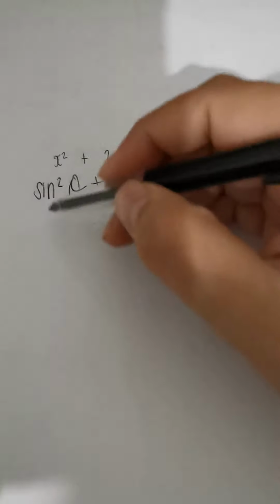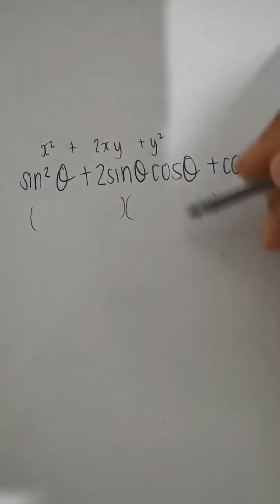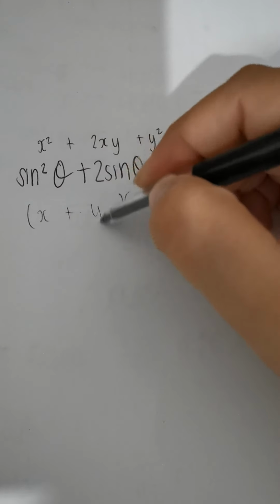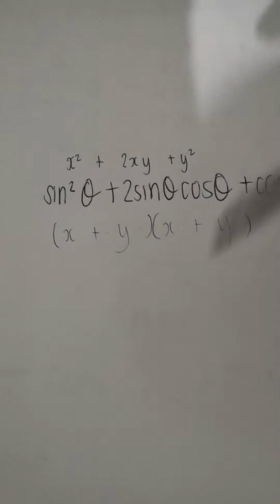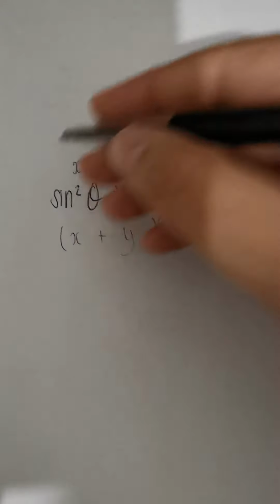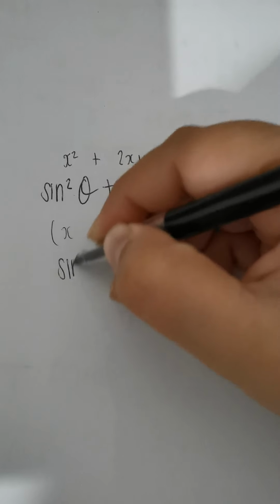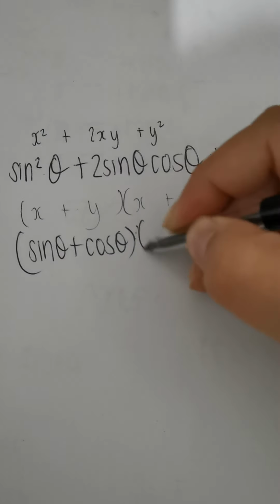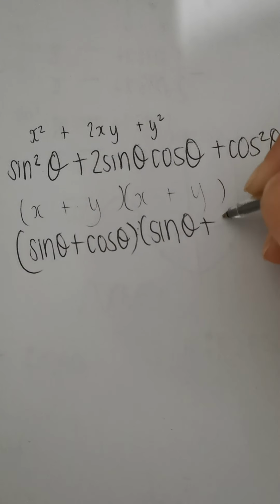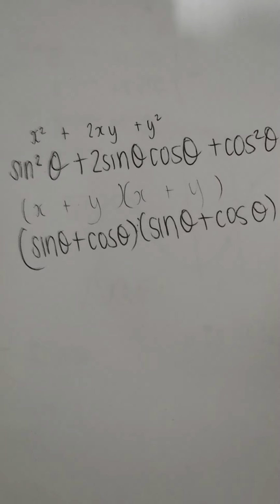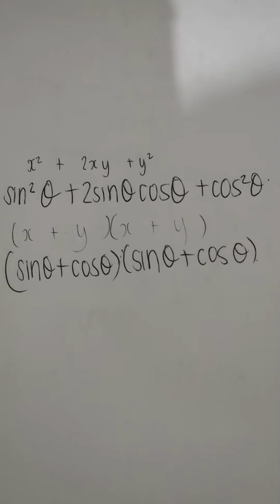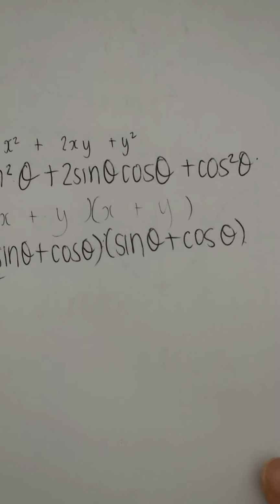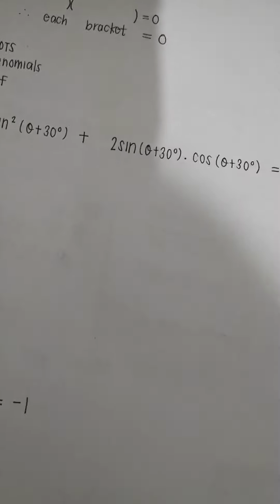Okay, that's exactly what it looks like. And if that's what we were working with, we would factorize this as x plus y, x plus y. That's exactly what we would factorize it with. In this case, x is sine, so we're going to just change that to sine theta plus cos theta. And there we go, you factorized that. So do that for yourself if it makes it a bit easier to work with.